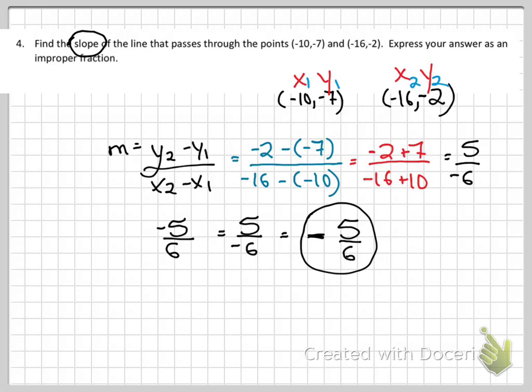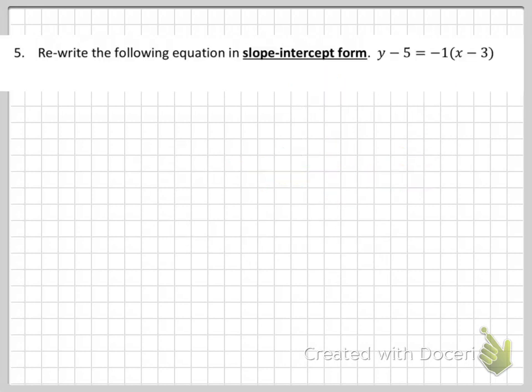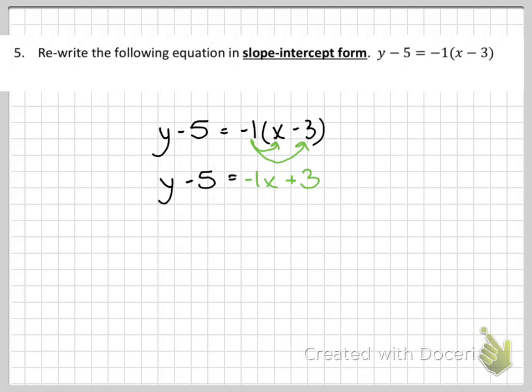All right, let's look at number 5. So number 5 is asking us to rewrite this equation in slope-intercept form. So right now, you might notice, it doesn't really matter, but it happens to be in point slope form. So the first thing I have to do is multiply. So negative 1 times x is negative 1x. This is applying the distributive property. Negative 1 times negative 3, watch your signs there, is positive 3. So we have y minus 5 is equal to negative 1x plus 3.